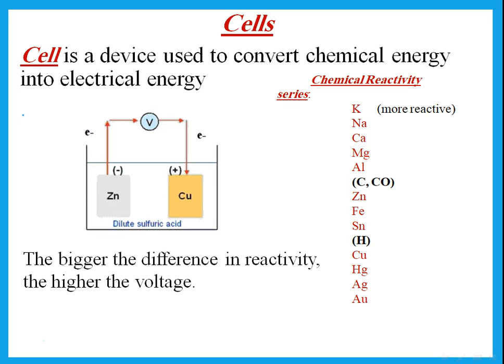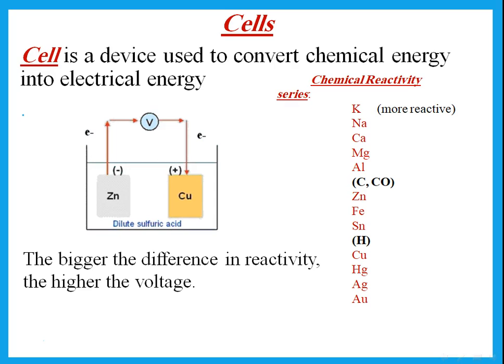So the zinc is more reactive than copper. From the electrochemical series, we have the list of reactivities. Zinc is more reactive than copper, so the zinc will lose electrons. The electrons will repel each other in the wire and they will move from the zinc to the copper. This movement of electrons in the wire is what is referred to as an electric current.